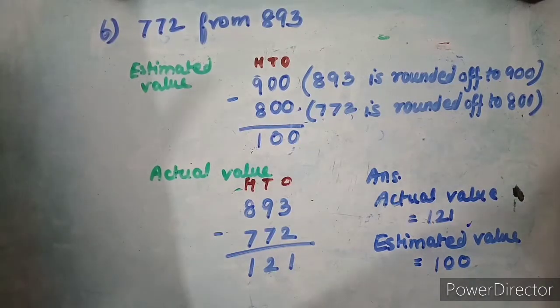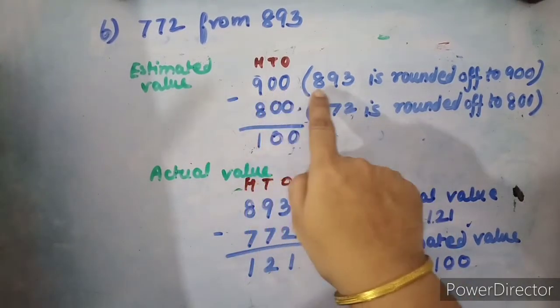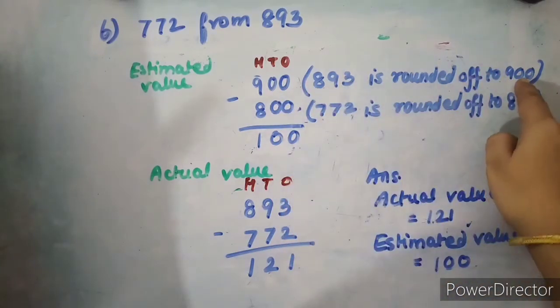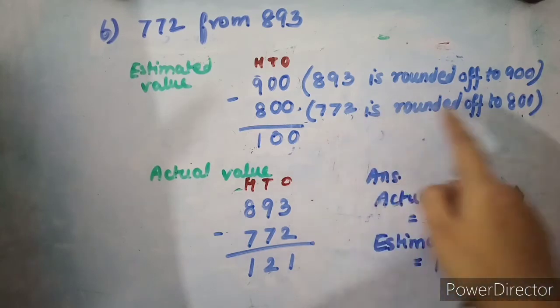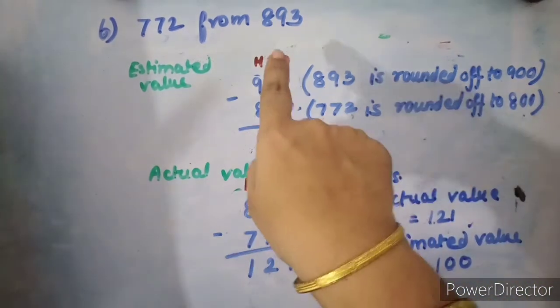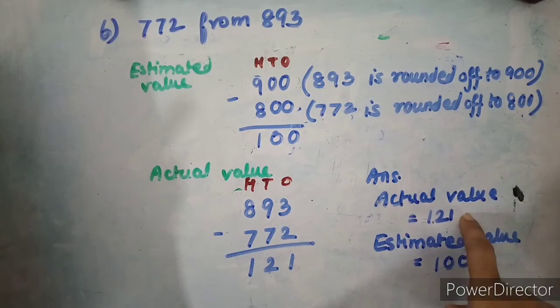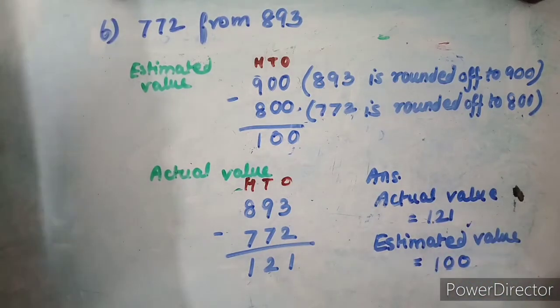Now go for the second problem. You can see that I have taken out the estimated value, that is 893 rounded off to 900 and 772 rounded off to 800. So 900 minus 800 gives you 100 and your actual value you have 3 minus 2 is 1, 9 minus 7 is 2 and 8 minus 7 is 1. Okay, so 121. So actual value is 121 and estimated value is 100. So this is your second question.